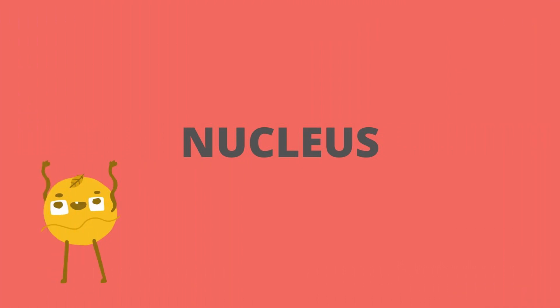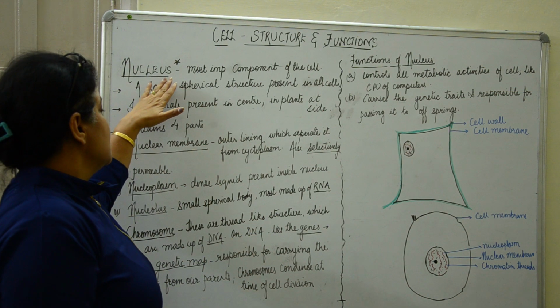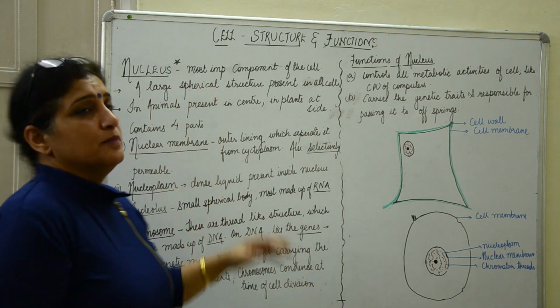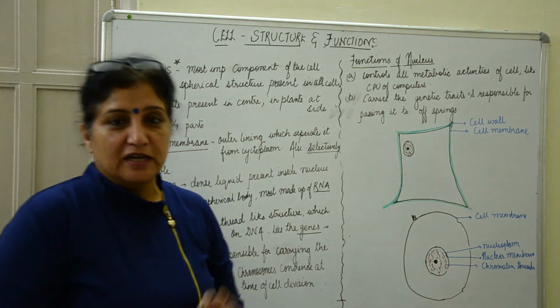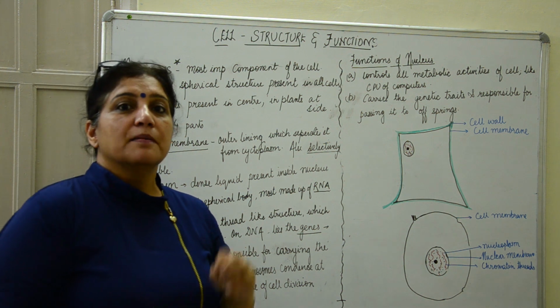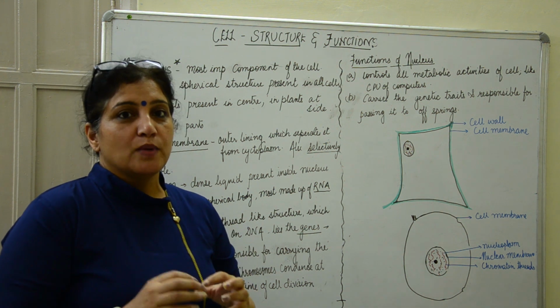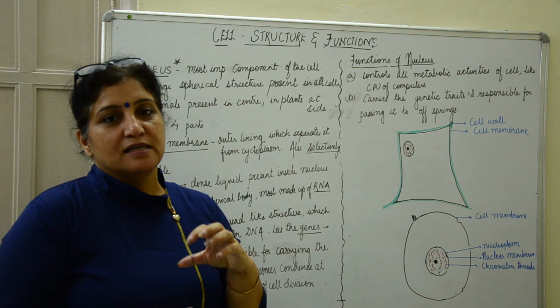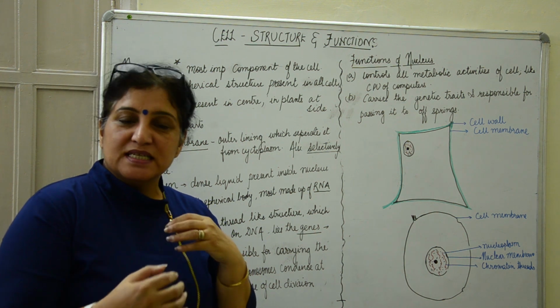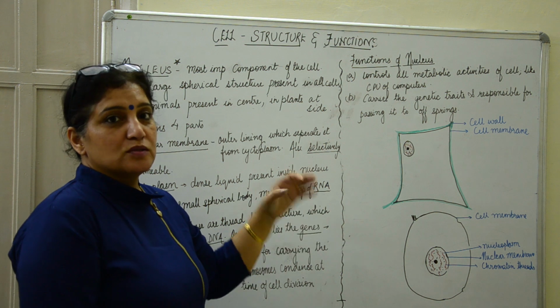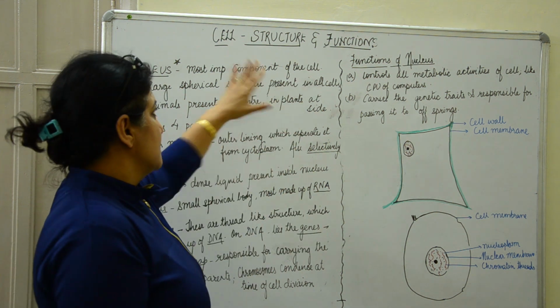Now we come to the nucleus. The nucleus is the most important component of the cell. I have put a star also just to prove that point, because it is the command center of the cell. It is where all cell-related metabolic activities, like exchange of the material, are decided. So it is like the command center of the cell.